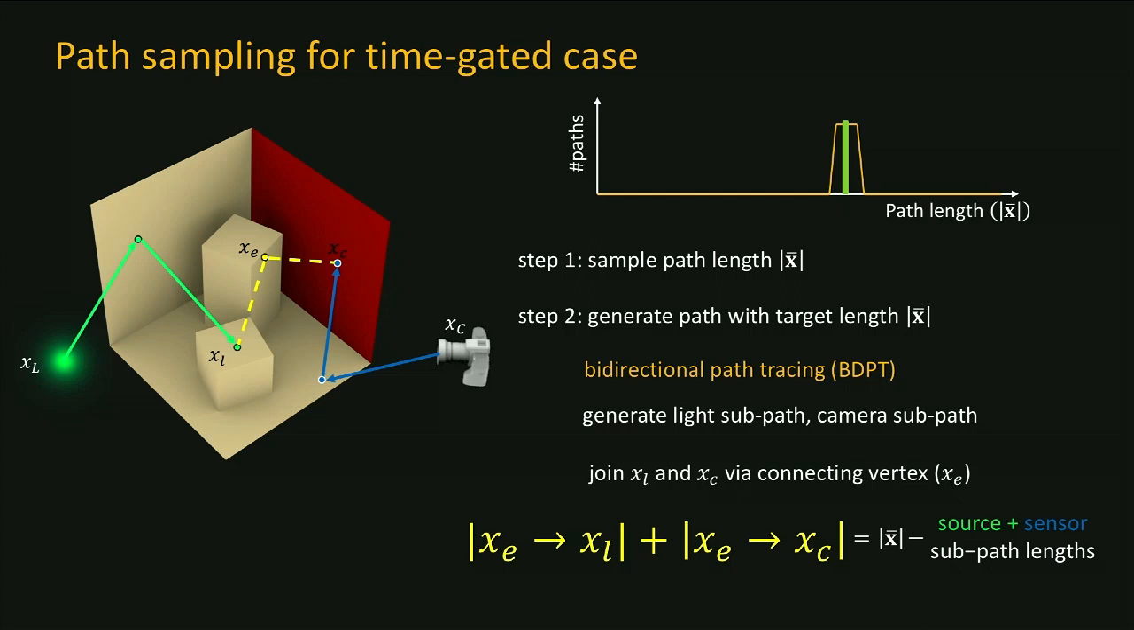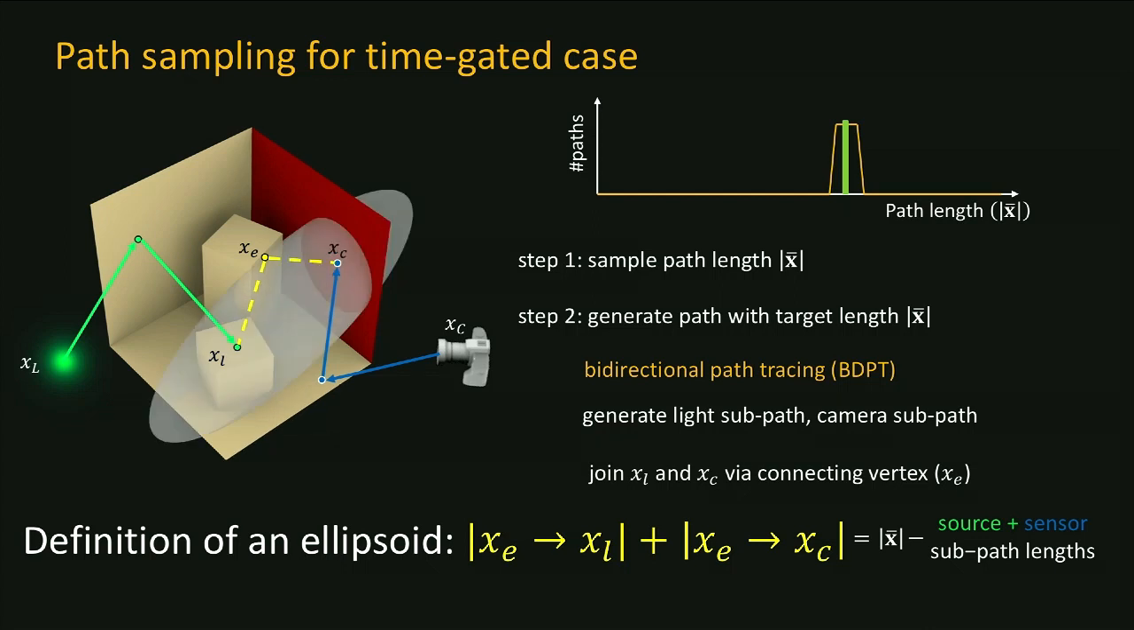This translates to this equation which says that the distances of the connecting vertex from the source subpath end and the sensor subpath end must sum to the path length constraint minus the source subpath length and the sensor subpath length. We identify this as the definition of an ellipsoid, which has the focal points at XL and XC, source and sensor subpath ends, and whose major axis length is equal to the leftover path length constraint.